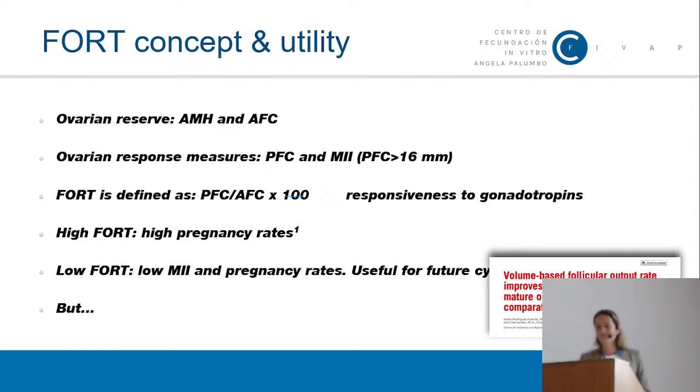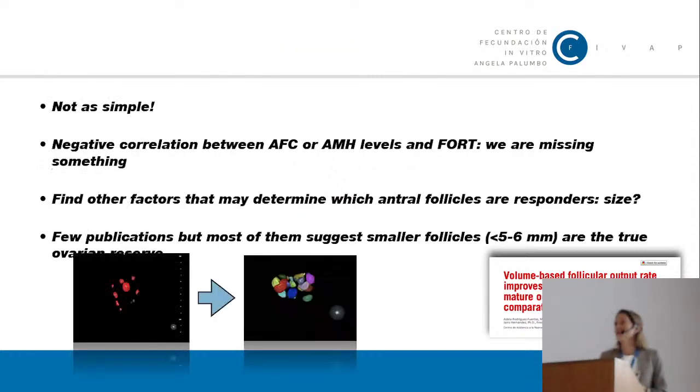But this is not as simple, because one would think that a patient with a high number of antral follicles will develop a high number of preovulatory follicles, and therefore their FORT will be high. But when we stratify the patients attending to their FORT, it has been shown that there is a negative correlation between the number of antral follicles or the AMH levels and their FORT. So there must be something that we are missing.